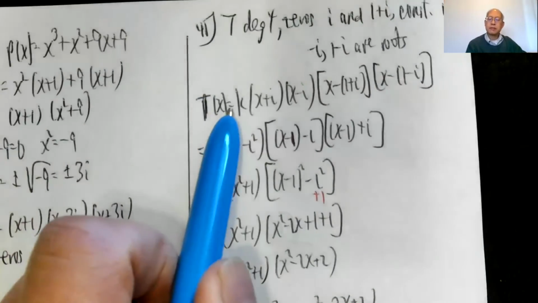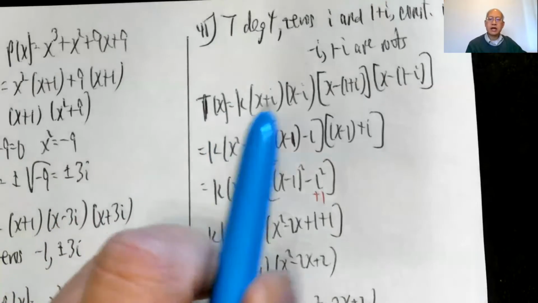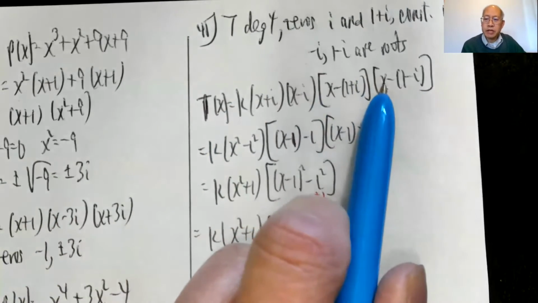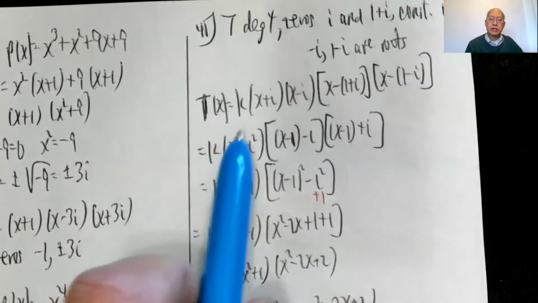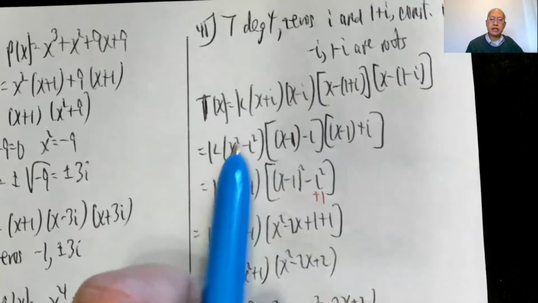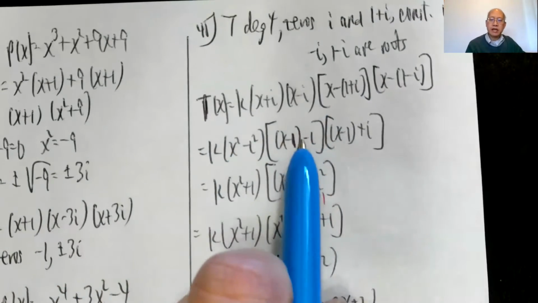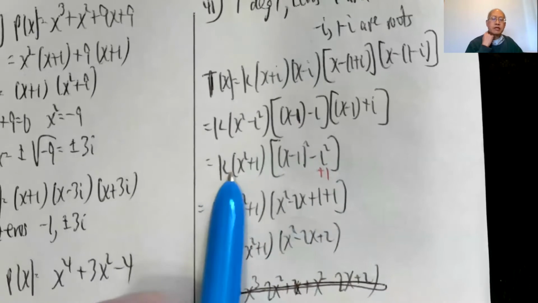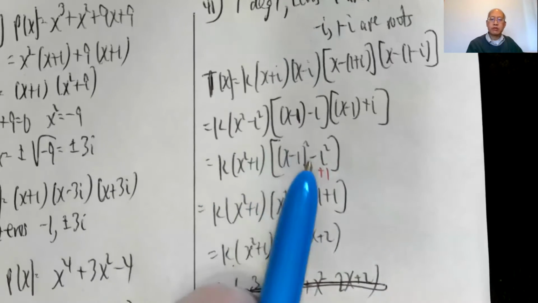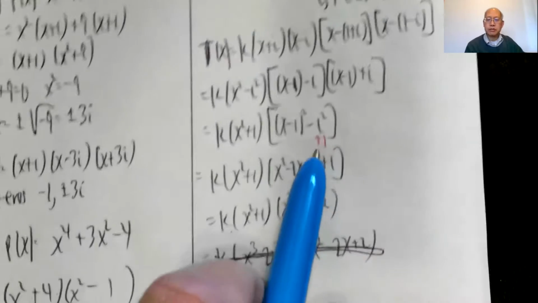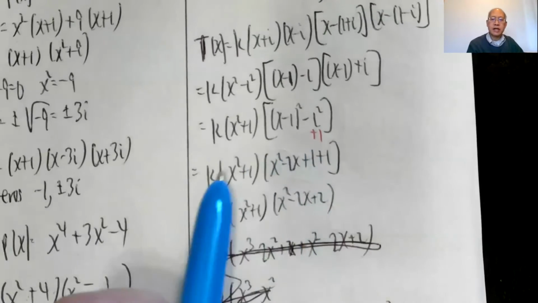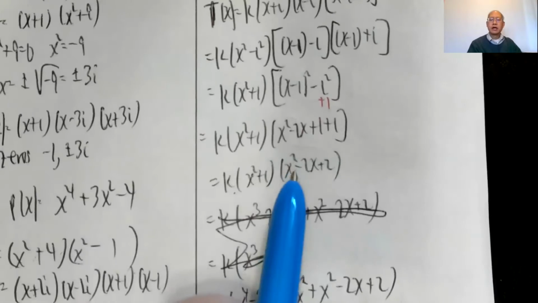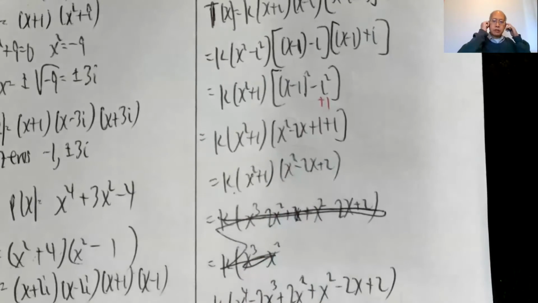So the polynomial is some constant times (x plus i)(x minus i)(x minus (1 plus i))(x minus (1 minus i)). So that's going to be k times (x squared minus i squared)(x minus 1 minus i)(x minus 1 plus i). So this is going to be x squared plus 1. That's (x minus 1) squared minus i squared, which is plus 1. And we've already seen that. That's x squared plus 1, times x squared minus 2x plus 1 plus 1. The next step is x squared minus 2x plus 2.